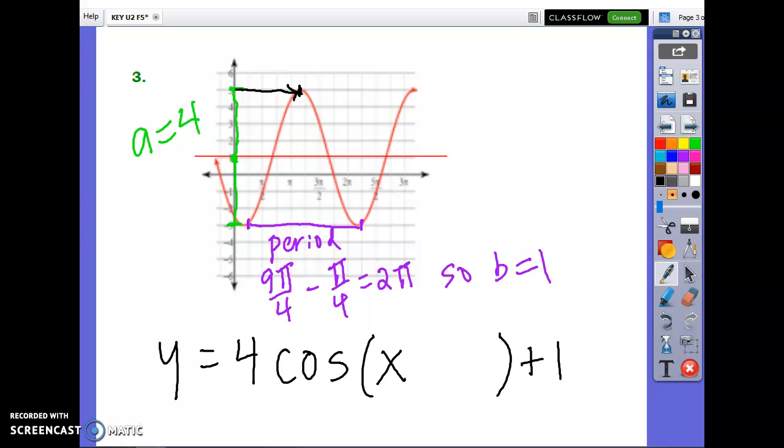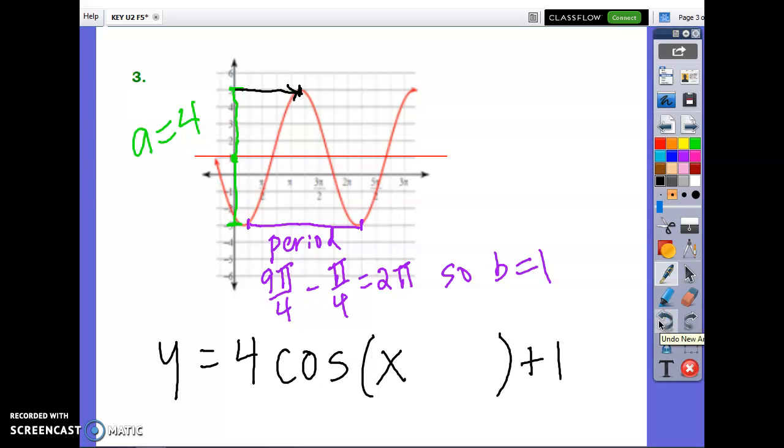So I just picked 2 points and I said, all right, from here to here, that's 9 pi over 4 minus pi over 4. So that's 8 pi over 4, which is 2 pi, and the period hasn't changed. So that means my b is 1 because the period is 2 pi divided by b. So if the period is 2 pi, then b has to be 1. So that's why there's a 1 in front of x here, which I didn't write.